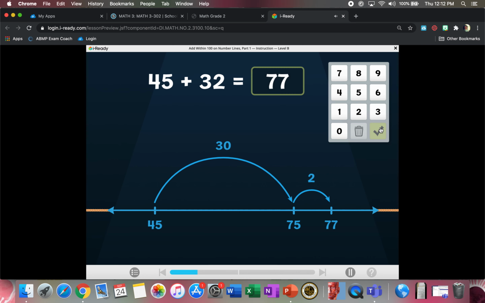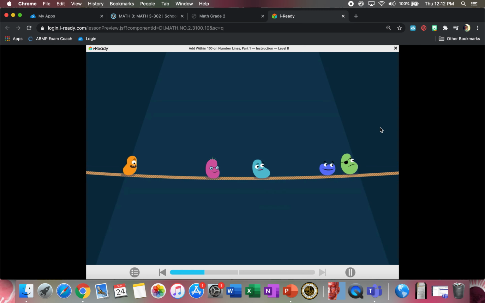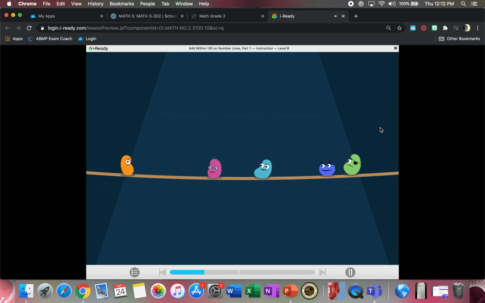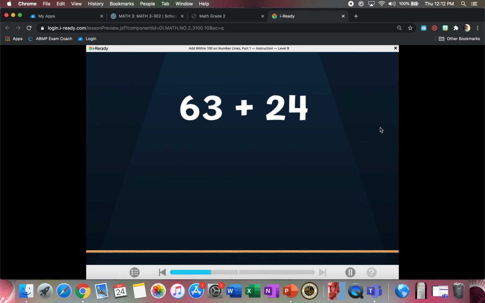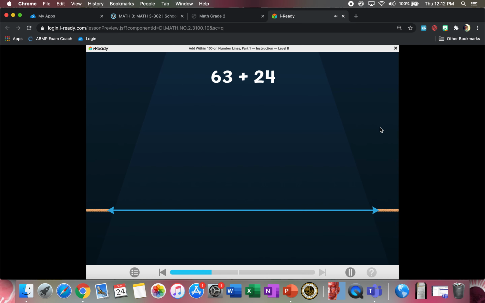Good going! 45 plus 32 equals 77. Let's find 63 plus 24. We'll start at 63 and add on the tens and ones from 24.